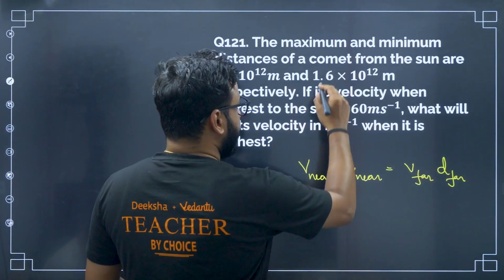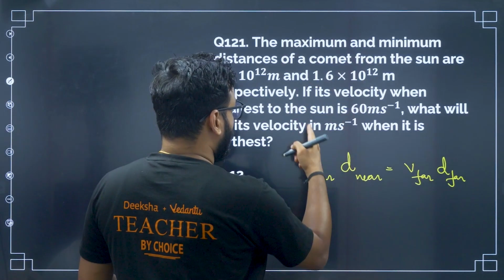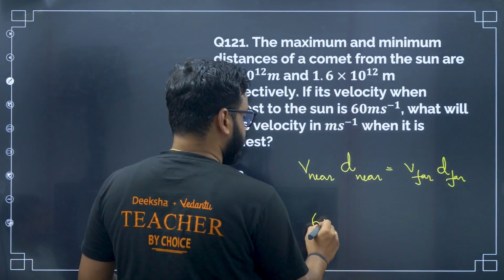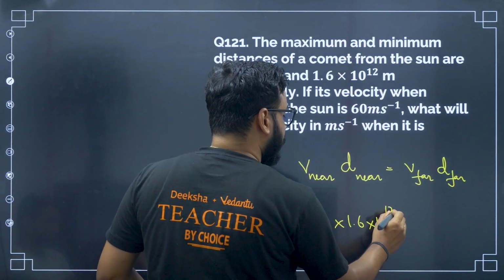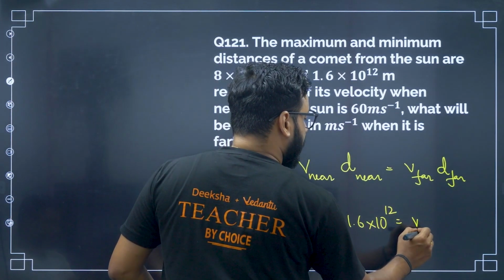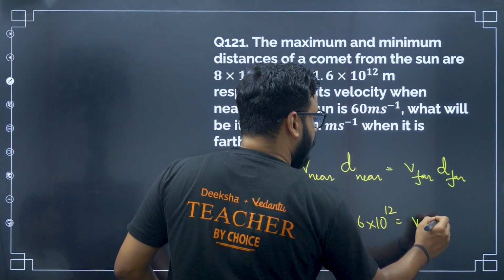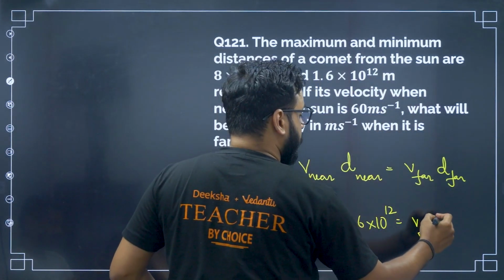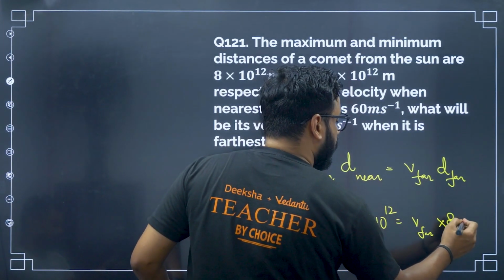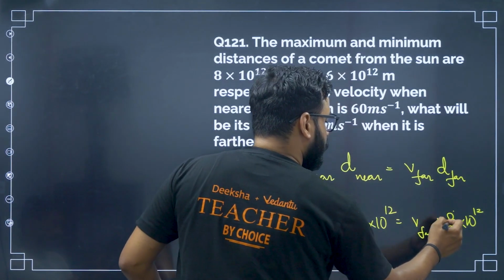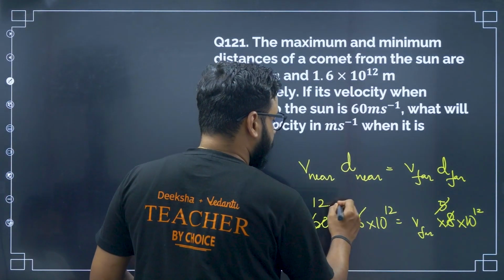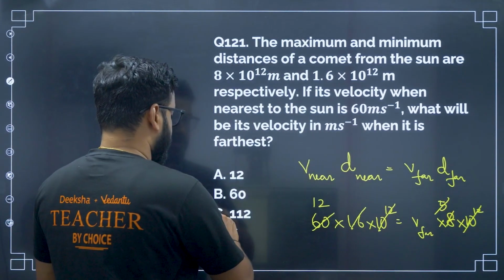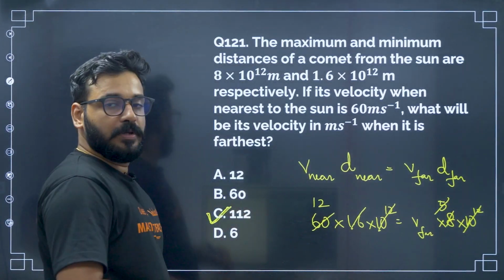At the nearest point, the velocity is 60, so 60 into 1.6 into 10 to the power 12 is equal to the velocity at the farthest point into the farthest distance, which is 8 into 10 to the power 12. It's a very simple calculation. 5 and 60 goes 12, and the final answer is option C, 12. Such a simple question, right?